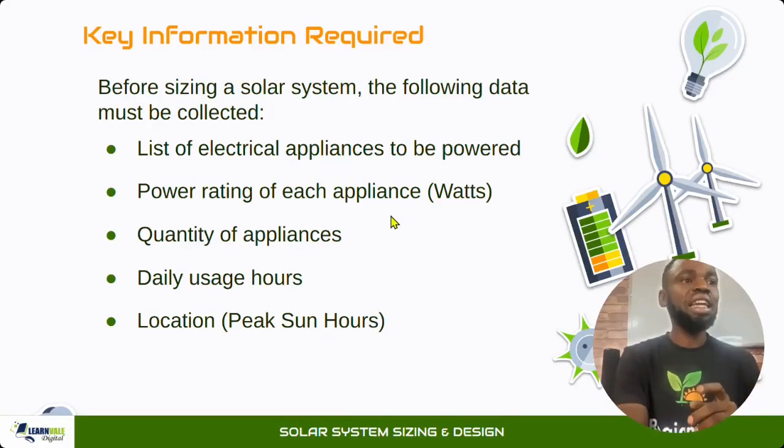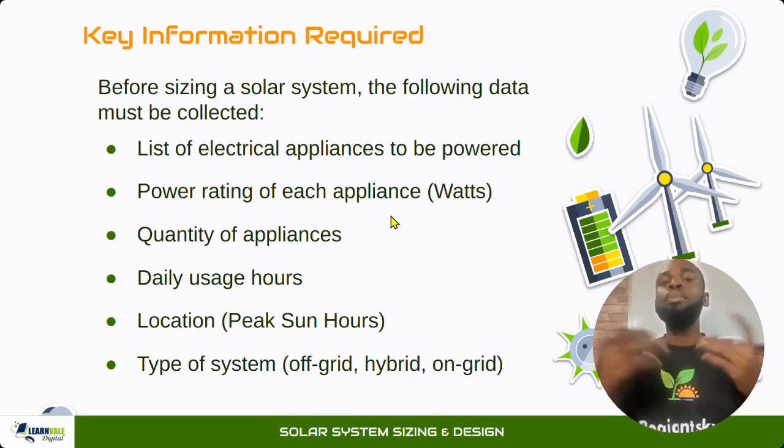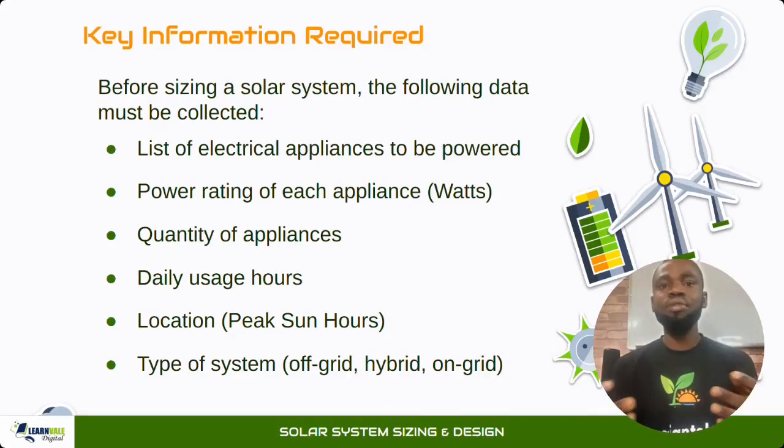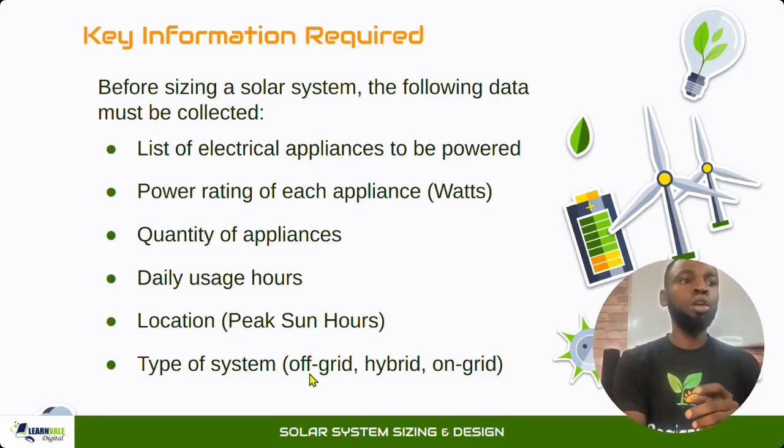Another data you need is the type of system you want to install for them, the type of solar system you want to install for the people. If you are installing a system for a client who doesn't have access to the grid, you know you're going to be going off grid. It's going to be an off grid system.